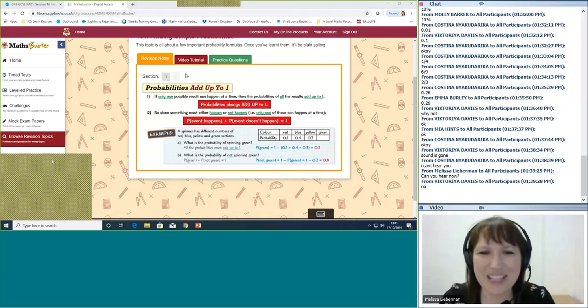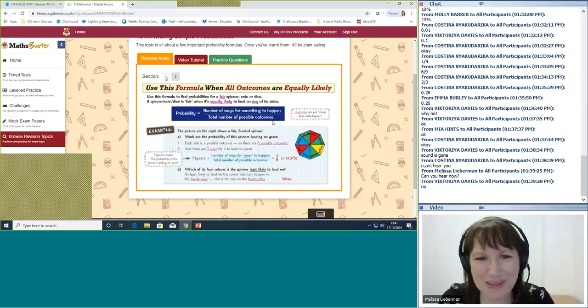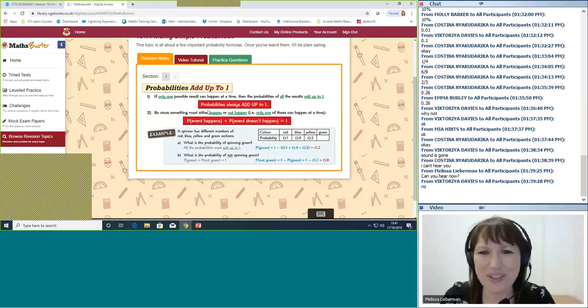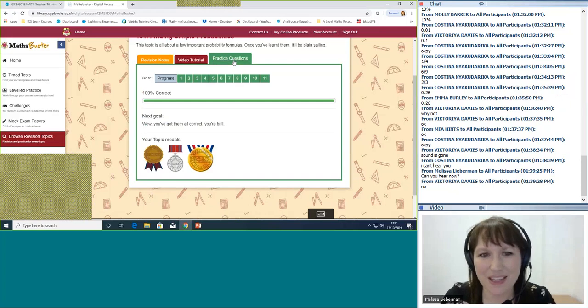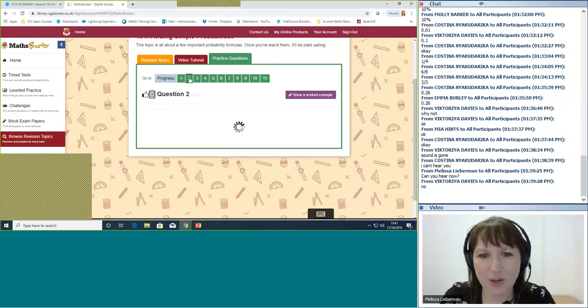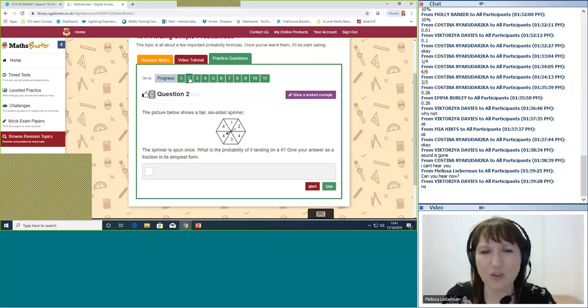All right, so we're just looking at these revision slides. So we've got the formula here for working out the probability of something happening, and we've got the probabilities adding up to 1. So let's have a look at some of the practice questions then. Let's start with question 2. I think question 1 is too easy. So those of you watching live, just type your answers in the chat box and then we can correct or not.